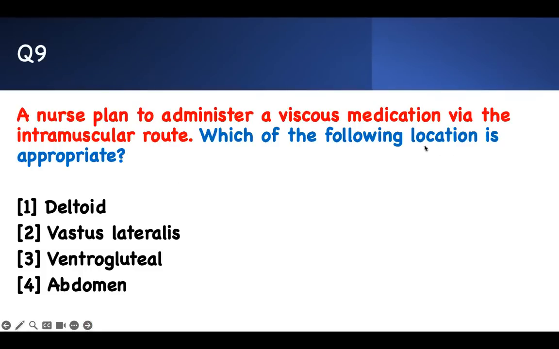Which of the following locations is appropriate? A nurse plans to administer a viscous medication via the intramuscular route. Okay, very, very viscous via intramuscular route. This I should have put in an adult, so I'll put here: in an adult. Which of the following locations is appropriate?